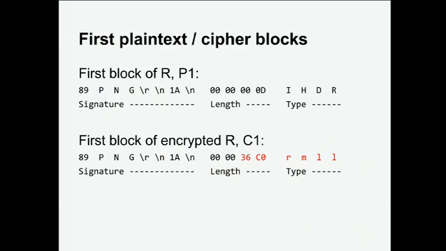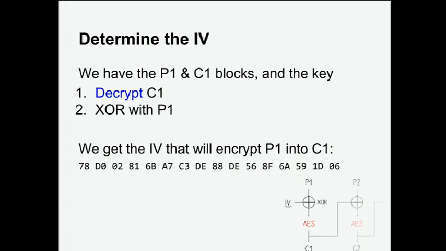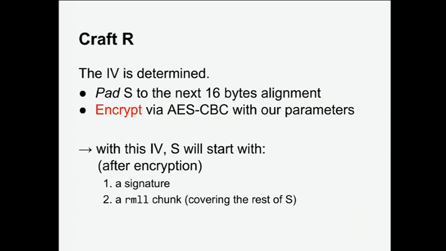So we have the P and C blocks and the key, which we set in advance. Now we just decrypt that and we XOR with P1. So we will get an IV. Remember this schema. We will get an IV that will turn P1 into C1. And now the IV is determined. So now the encryption parameters are finished. We have the key and we have the IV. So we cannot change the encryption anymore. We just need to craft the file.